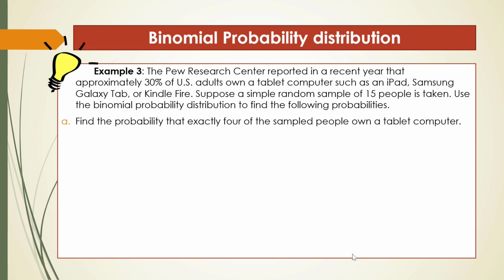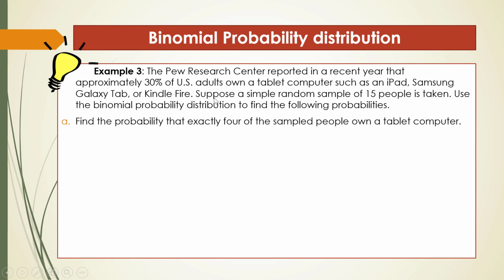A. Find the probability that exactly 4 of the sampled people own a tablet computer. So here you see that there are 15 people sampled. That means we have 15 trials. The number of trials is 15, and that is a fixed number. 30% is the probability of success. Here we assume that owning a tablet computer is success. So the probability of success is 30%.